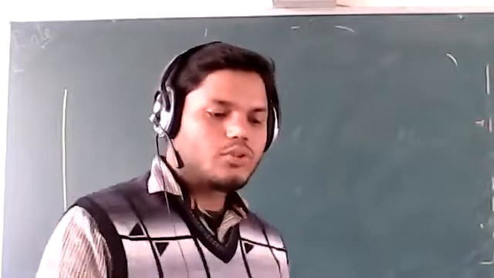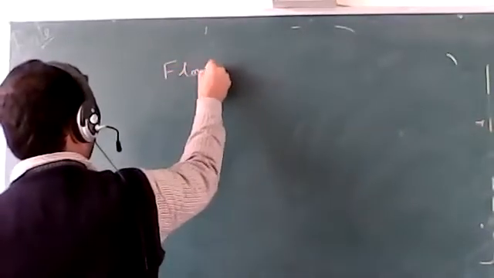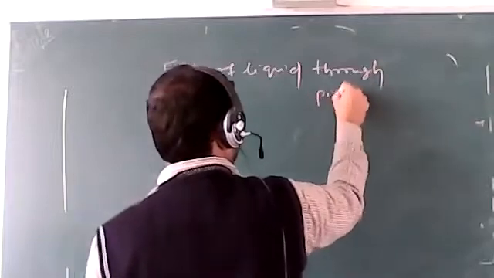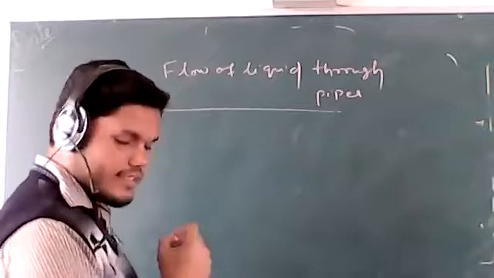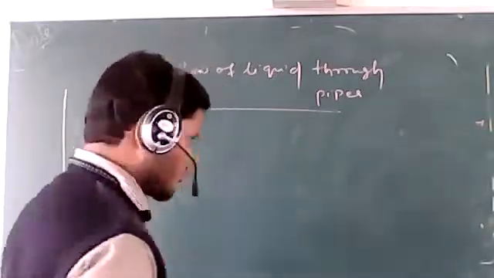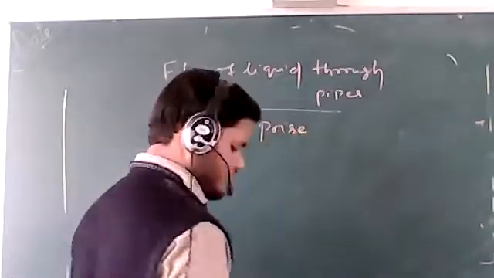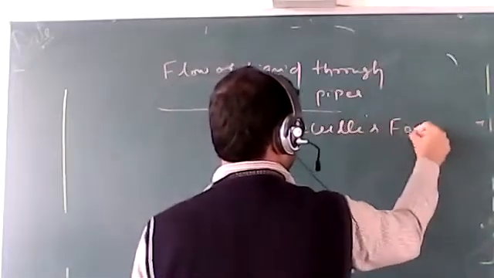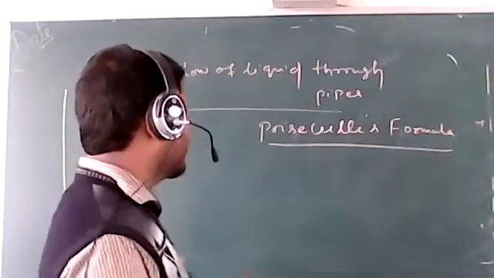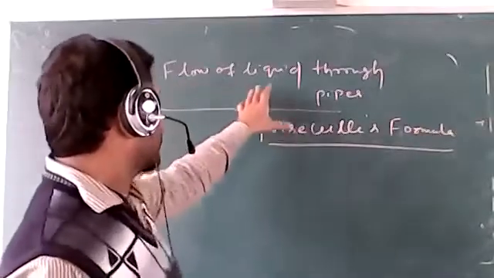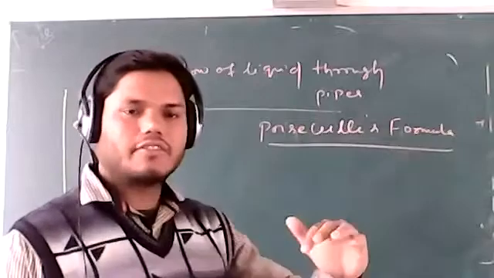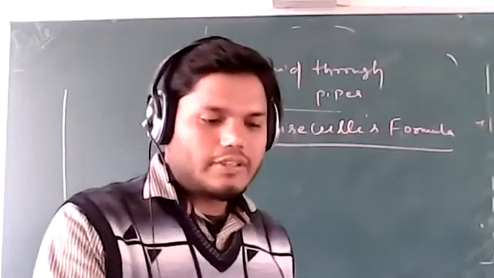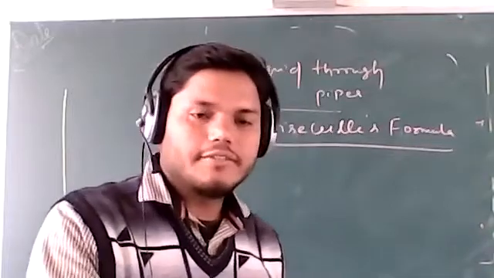Then comes flow of liquid through pipes. One scientist's name is Poiseuille, so the Poiseuille formula. Poiseuille found out what volume of liquid flows, with respect to time, if a liquid is flowing through a pipe. He found this experimentally.